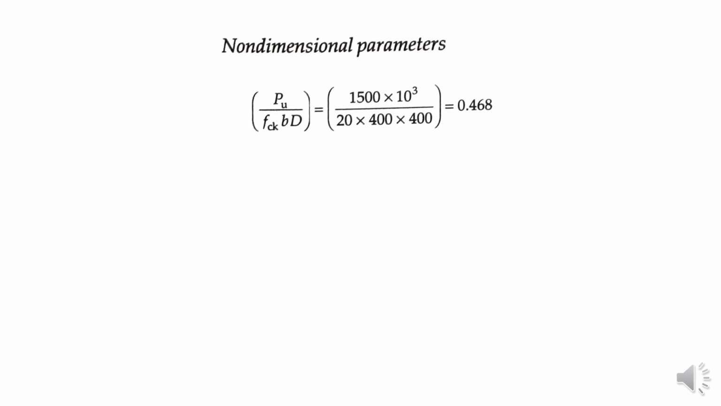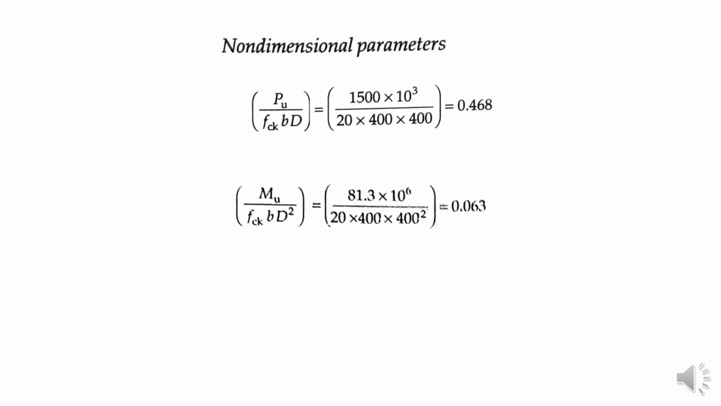So first we have to find Pu by fck BD, that is 0.468. Then Mu divided by fck B D square, that is 81.3 into 10 power 6 divided by 20 into 400 into 400 square, which is equal to 0.063. Then we have to find the d dash by D value. Assume the cover d dash is equal to 40 mm. From that, d dash by D is 0.10.